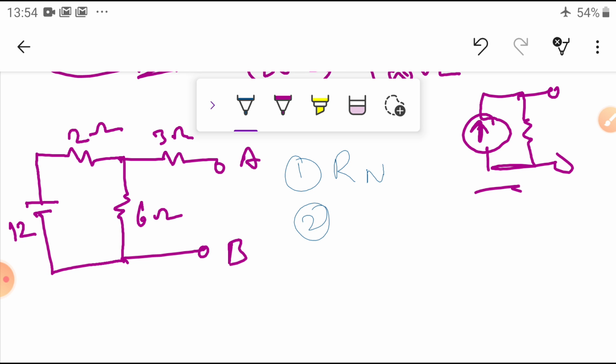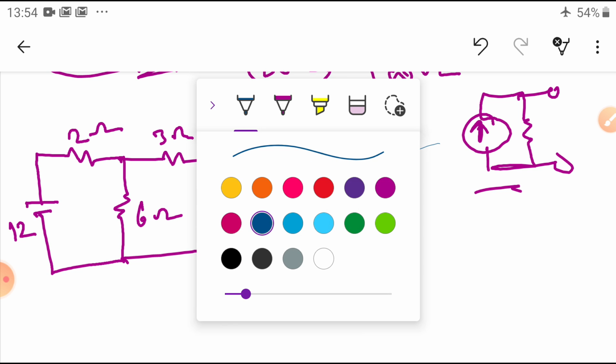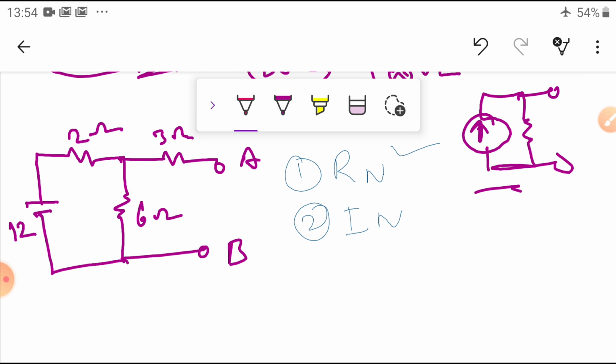Second step is to find IN, simple. Then for that purpose I am going to find the equivalent resistance. For that purpose I am going to write this equation once again. So equivalent RN, for that purpose I short this.